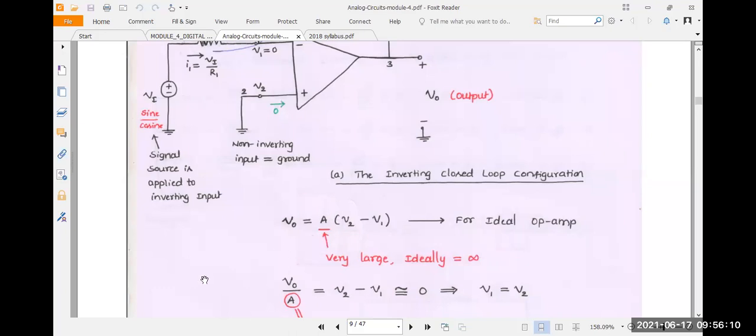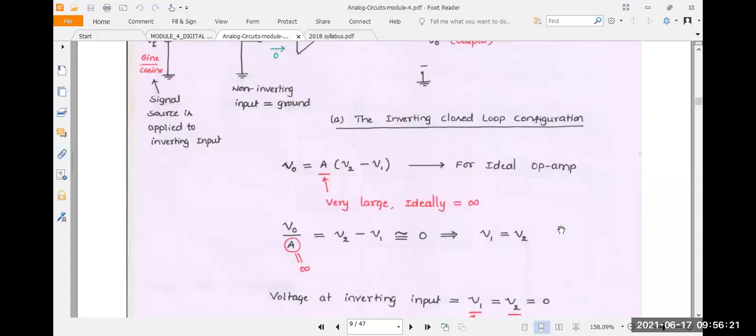So here V0 equals A into (V2 minus V1). This is for the ideal op-amp. You take only the ideal op-amp here, and after that you go for the practical op-amp. Practical means you have to give some values: resistance value, voltage value, current value. If you neglect the values, that indicates the ideal op-amp. Ideal means all values are 0.